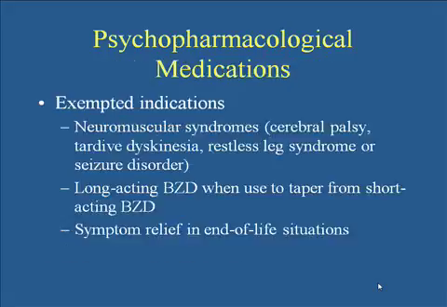So there are exemptions because, as we know, these broad classes of medications have lots and lots of other uses other than to manage behaviors. So certainly if we're using any of these for neuromuscular conditions such as cerebral palsy, restless leg, or seizure disorder, we do not need to worry about the gradual dose reductions. That would be considered clinically contraindicated. Certainly we use long-acting benzodiazepines to taper from short-acting. And certainly there are exemptions if these medications are used for symptom relief in end-of-life situations, in terminal illnesses or hospice care.